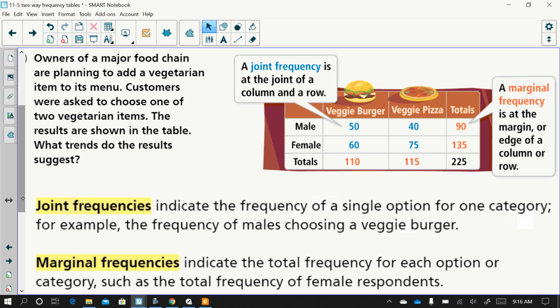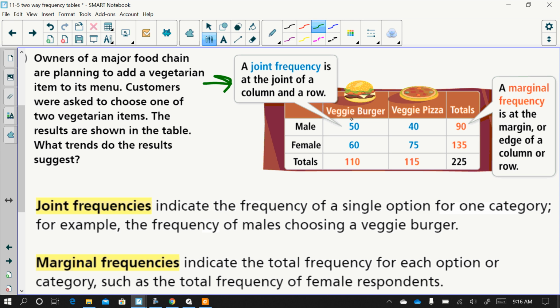What we want to talk about now are the joint frequencies and the marginal frequencies. Joint frequencies indicate the frequency of a single option for one category, for example, the frequency of males choosing a veggie burger. I like this definition up here much better; I think this one makes more sense. A joint frequency is at the joint of a column and a row. It's where they join each other. So like 50 males took the veggie burger.